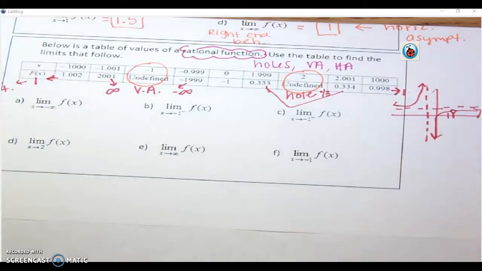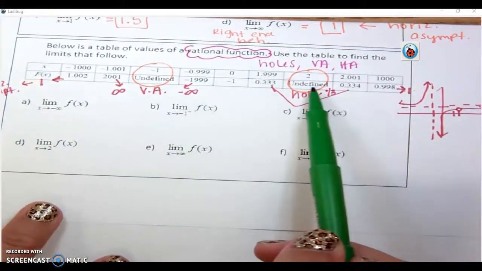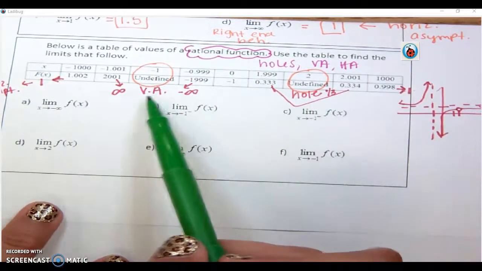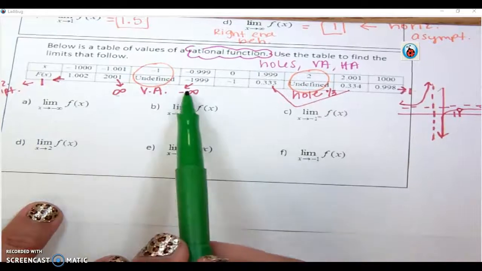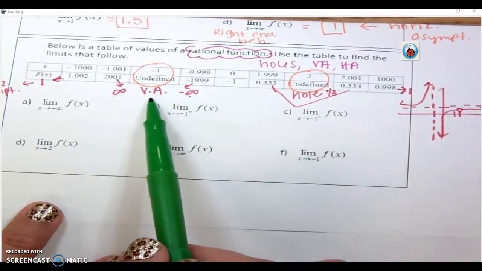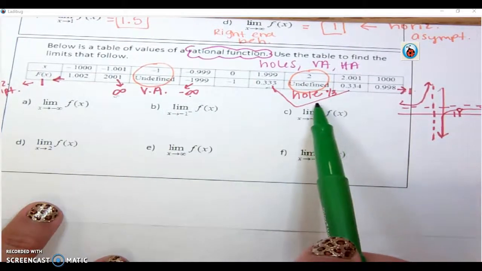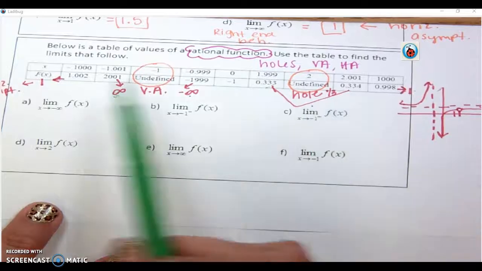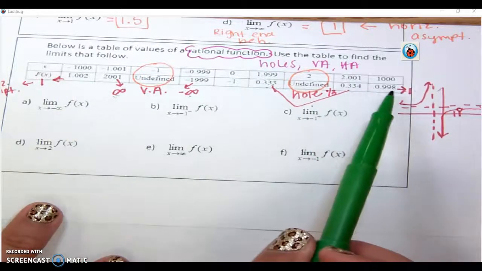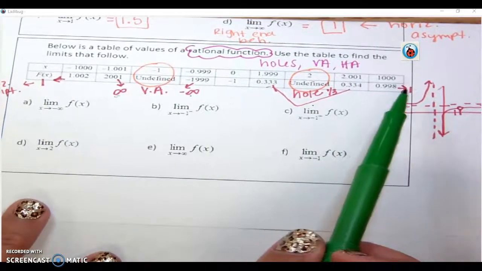So if they tell you it's a rational function, the things you need to look out for: if it says undefined, it's either going to be a hole or a vertical asymptote. If it's really big numbers and small numbers, then it's going to be a vertical asymptote. If it's the same number or close to it, it's going to be a hole. And if they're approaching the same number on the ends, that's your horizontal asymptote.